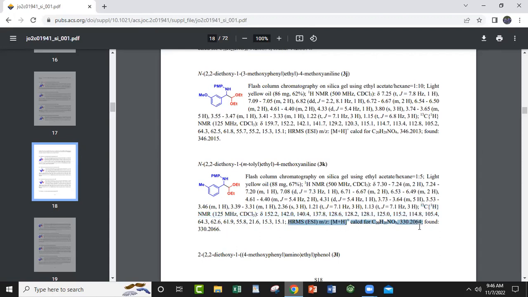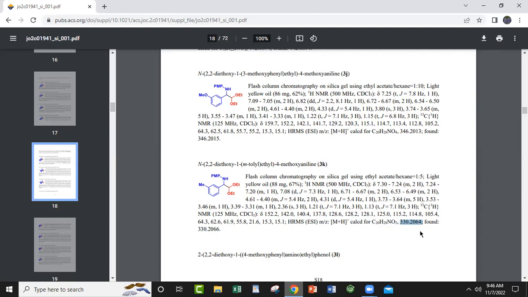Mass spec tells you about the molecular weight. So the molecular weight of this compound is 330.20, and it has to match, and it has to be high res. So this is calculated, and this is what was found. 330.2066 was found, calculated is 330.2064. All that stuff has to match. If it doesn't match, whoever is reviewing the paper is going to ask a question. Why does this not match? Why is the NMR off?